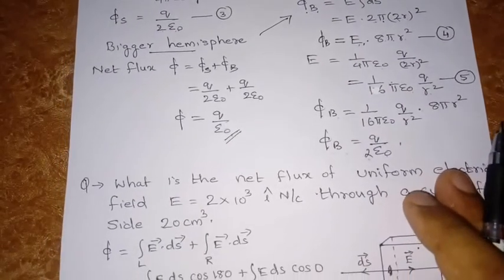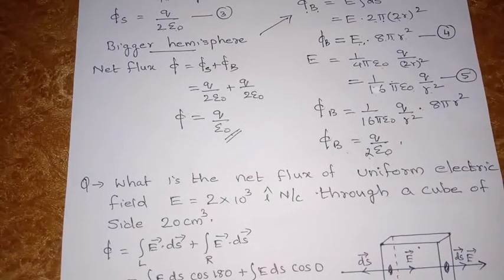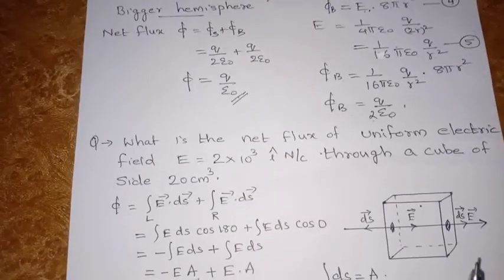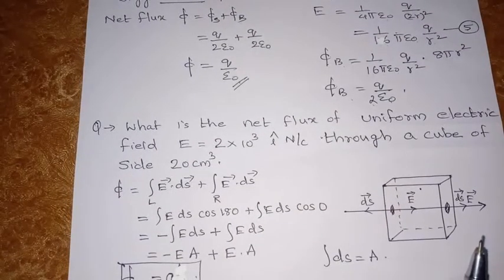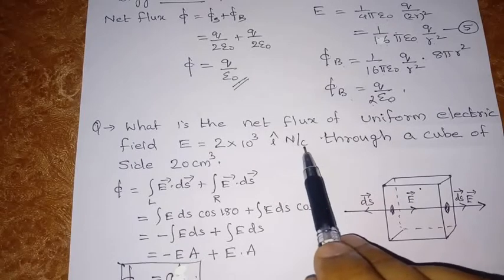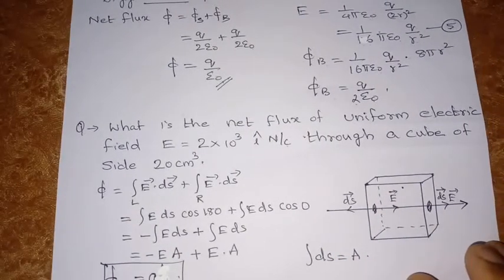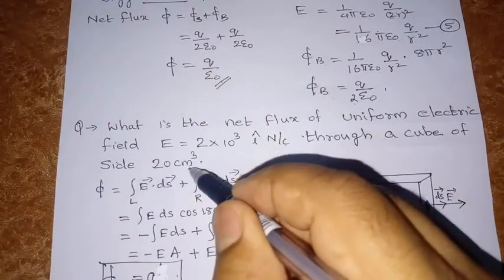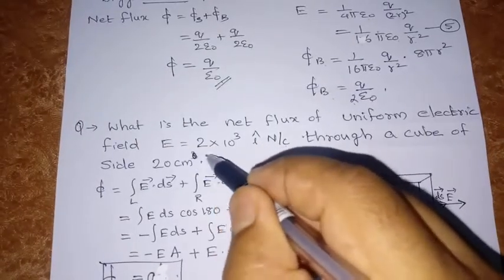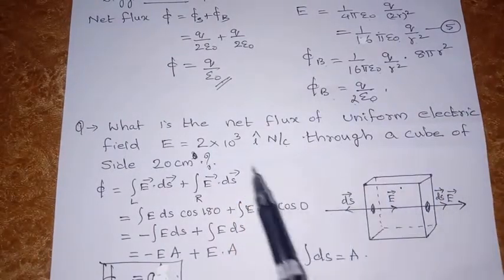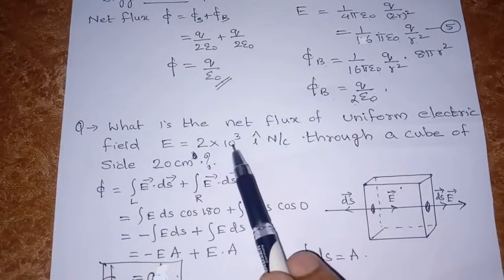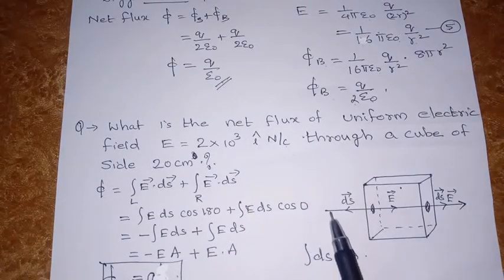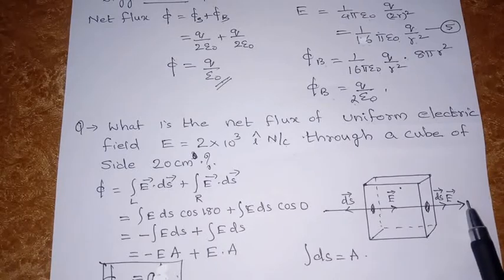Let us consider one more question. What is the net flux of a uniform electric field E is equal to 2 into 10 to the power 3 i Newton per Coulomb through a cube of side 20 centimeter? Here you can see there is an external electric field of 2 into 10 to the power 3 Newton per Coulomb i. i means the electric field is acting in the x direction.